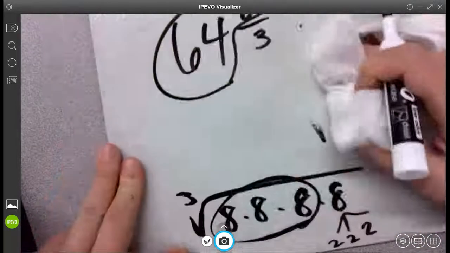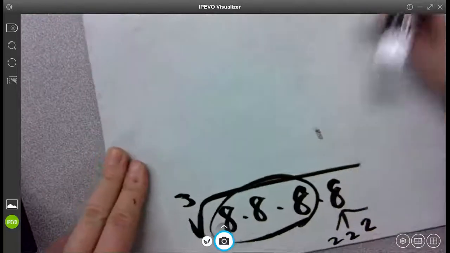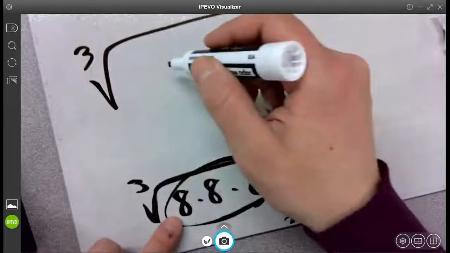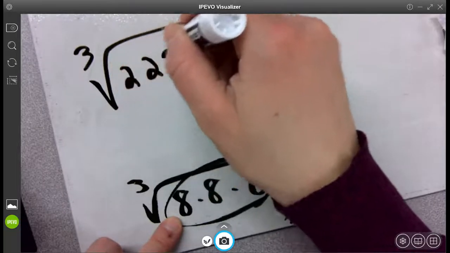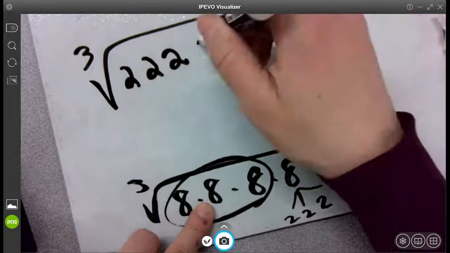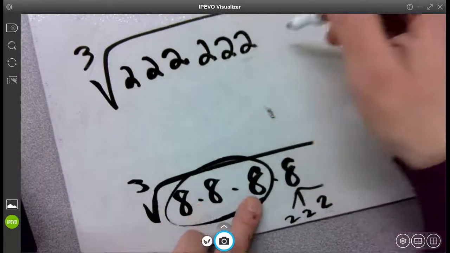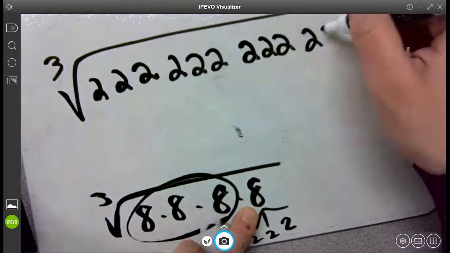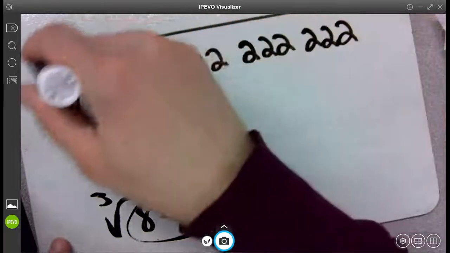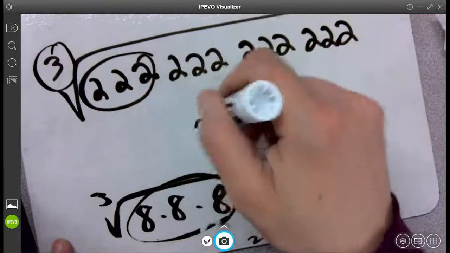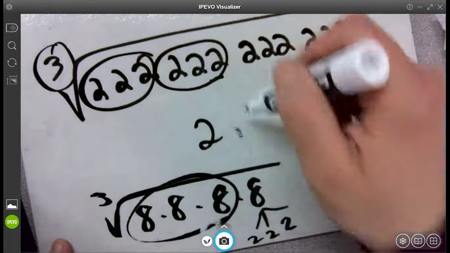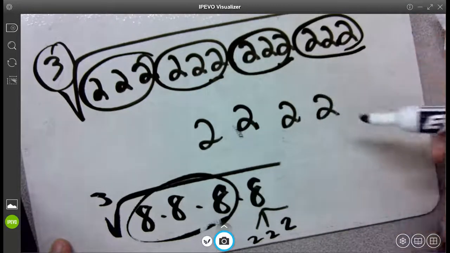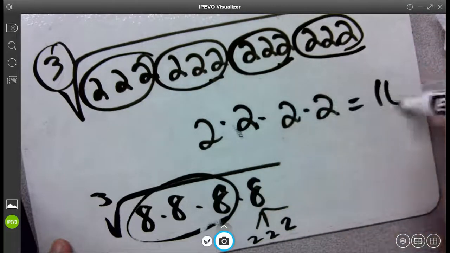Or what I could do is say, all right, just break it all down. 8 is 2, 2, 2. This 8 is 2, 2, 2. This 8 is 2, 2, 2. And this 8 is 2 times 2 times 2. You need a group of 3. When you take them out and put them beside each other, your answer is 16.